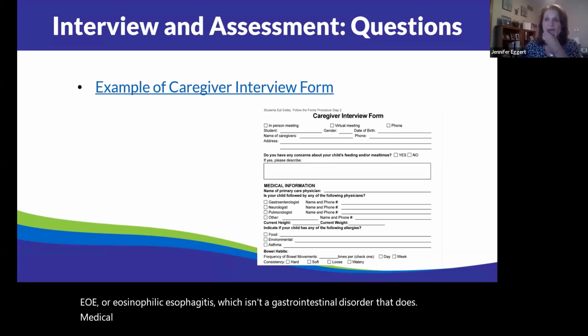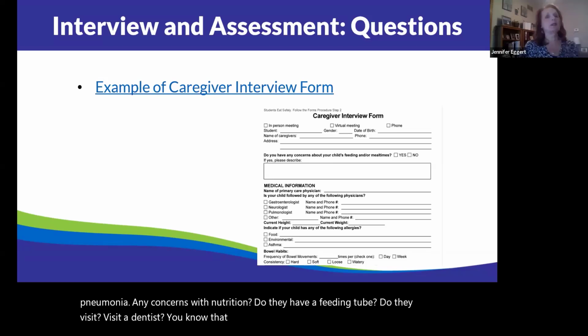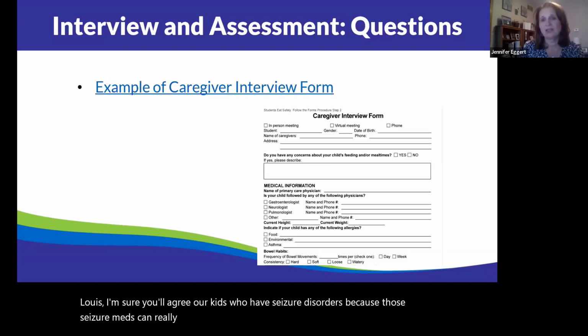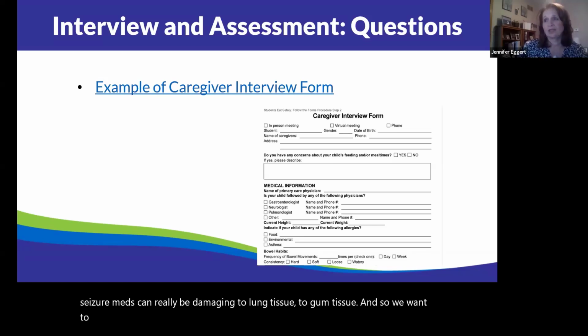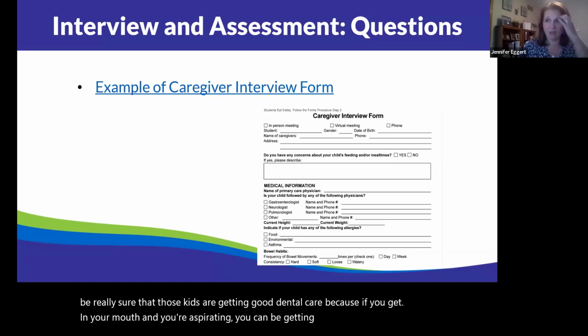They talk about asking for frequent respiratory infections or pneumonia, any concerns with nutrition. Do they have a feeding tube? Do they visit a dentist? That dental care is so important, especially for our kids. And Luis, I'm sure you'll agree, our kids who have seizure disorders, because those seizure meds can really be damaging to lung tissue or to gum tissue. And so we want to be really sure that those kids are getting good dental care, because if you get infections in your mouth and you're aspirating, you can be getting even worse infections in your lung.